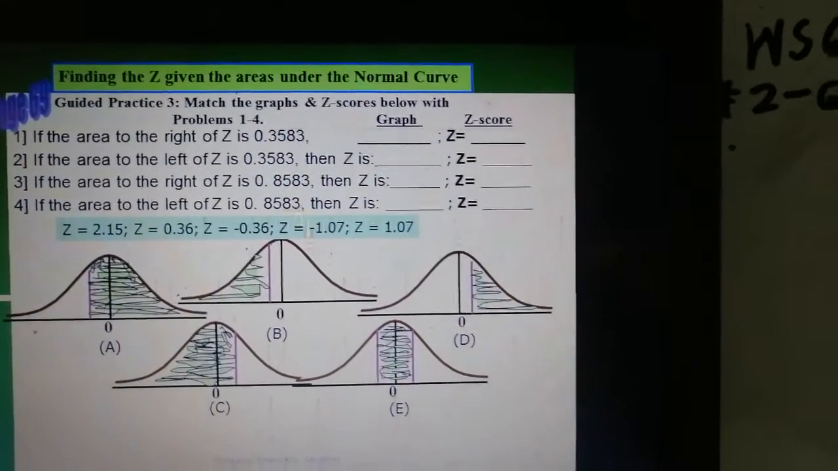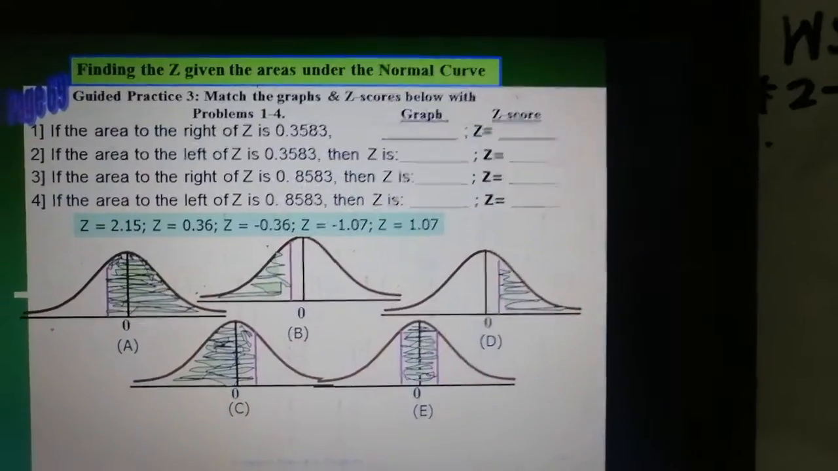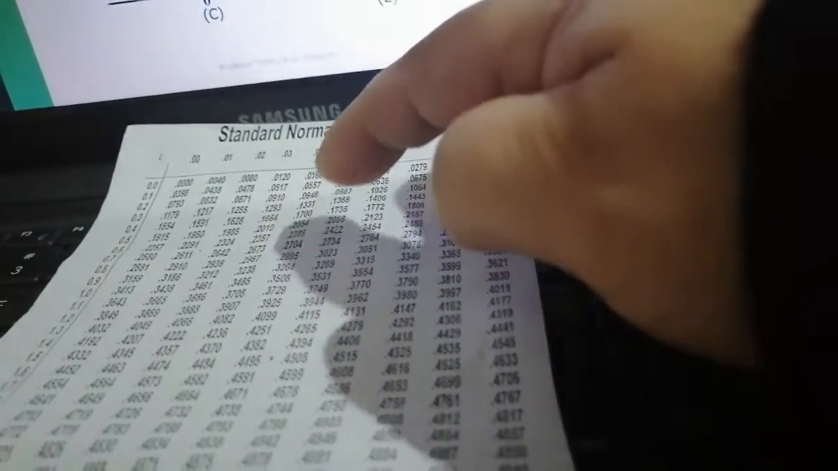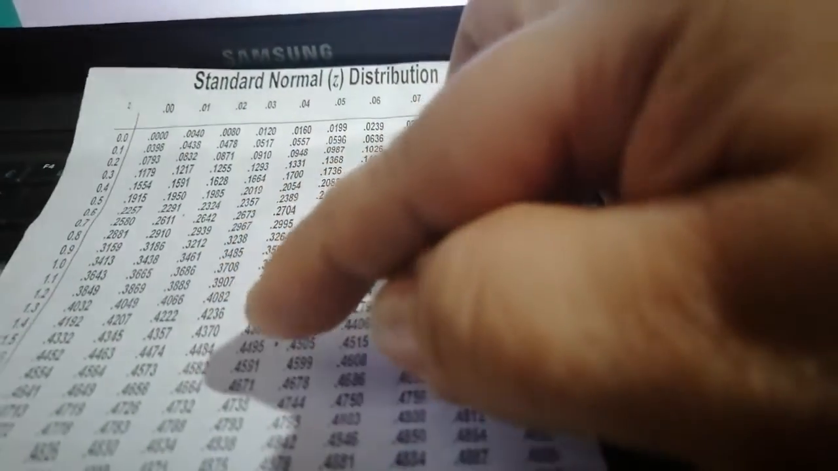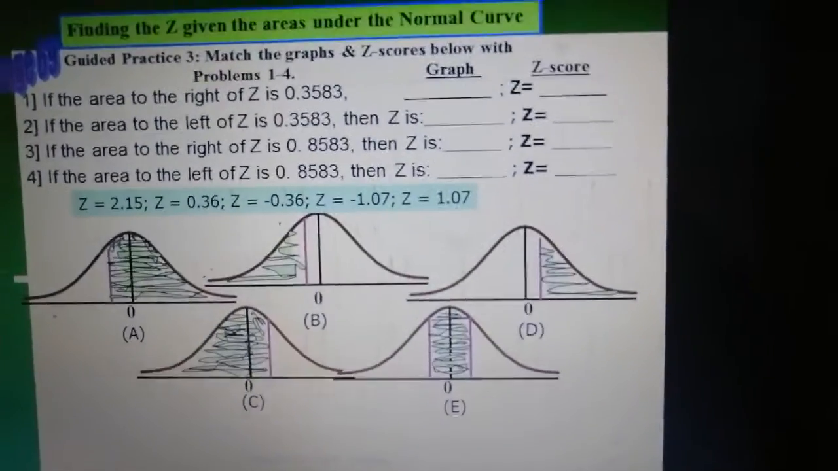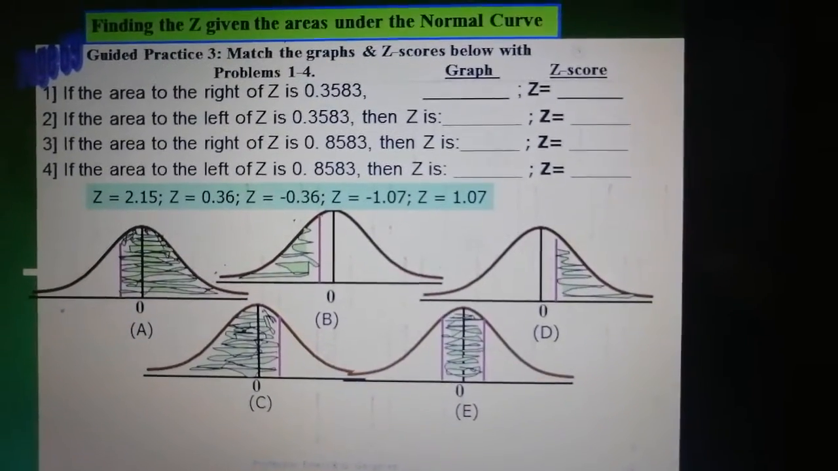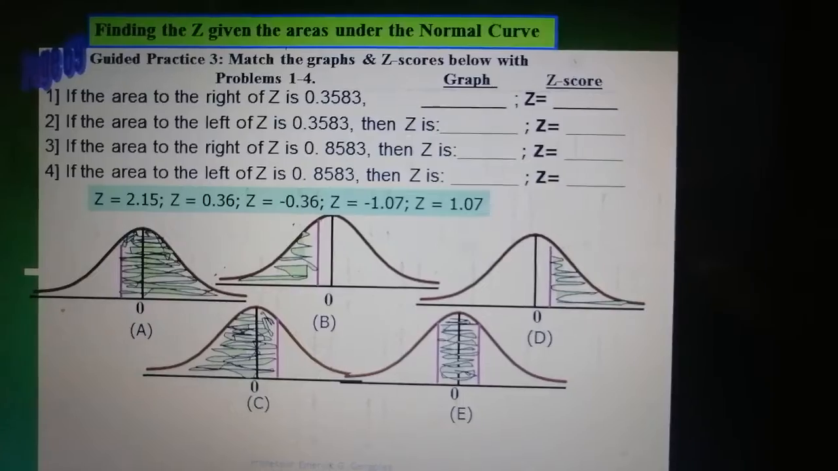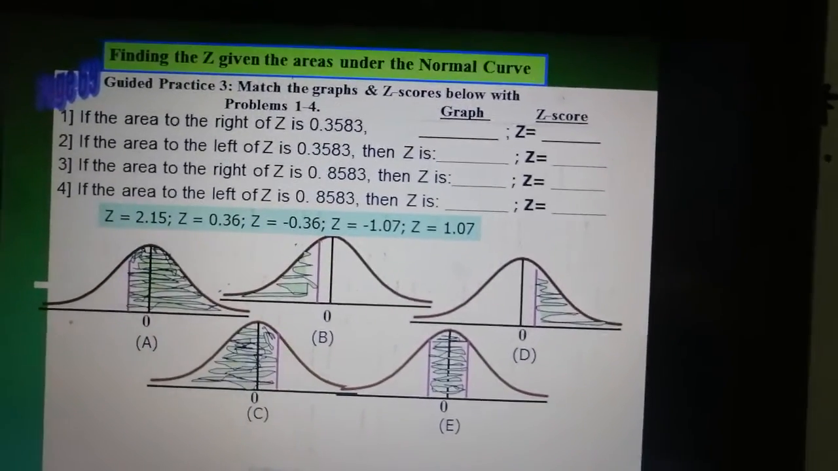So here, class, you will begin with the areas, so recall the table. You have to begin with the areas, looking for the areas, and then you have to find the corresponding z. A while ago, we were given the z's, and then you needed to find the area. Today, you will be given the area and then we have to find the corresponding z. Is that clear? Let me go back to this guided practice wherein you have to match the graphs to their corresponding z-scores.